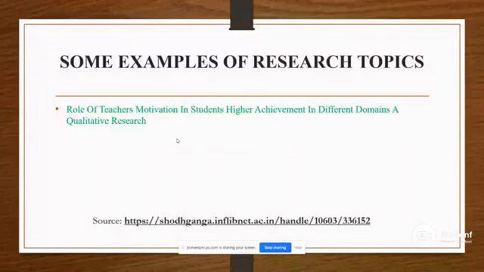See, I have written some examples of research topics. This I have taken from Shodh Ganga. Role of teachers' motivation in students' higher achievements in different domains, a qualitative research.